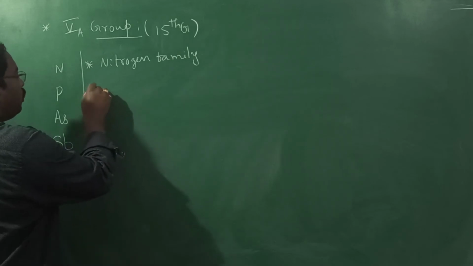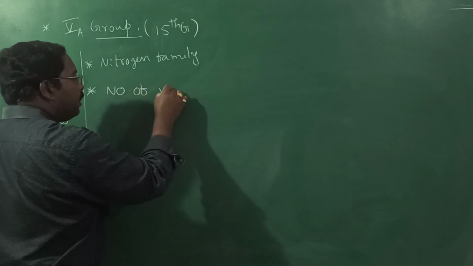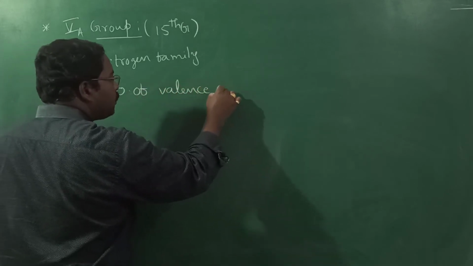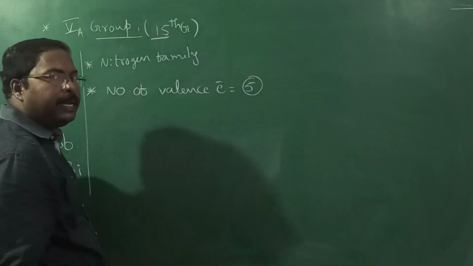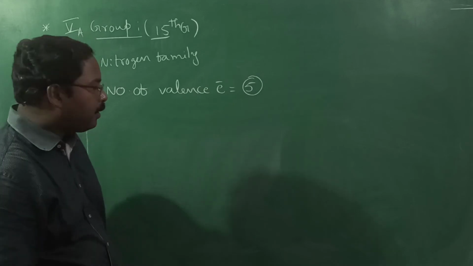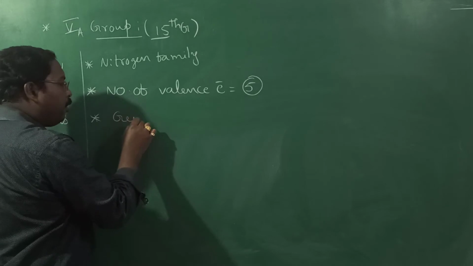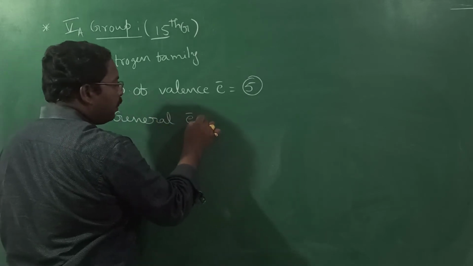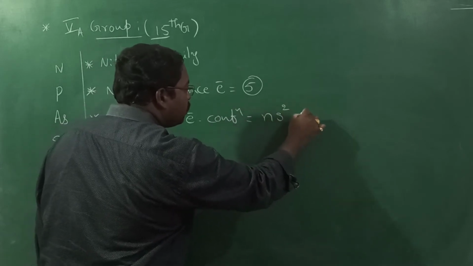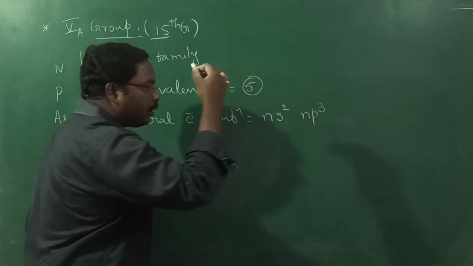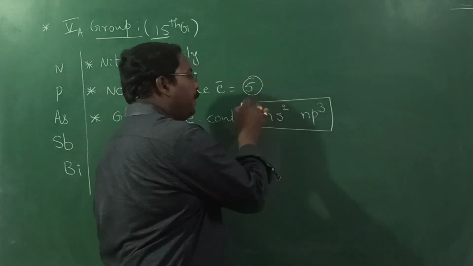Now, 5A group. So, what about the number of valence electrons? The number of valence electrons present in this is 5. Okay. So, 15th group, 15 minus 10, so 5 valence electrons. I hope you already got an idea what will be its general electronic configuration. The general electronic configuration, if you observe, will be ns2 np3. Okay. The general electronic configuration of these elements is ns2 np3.